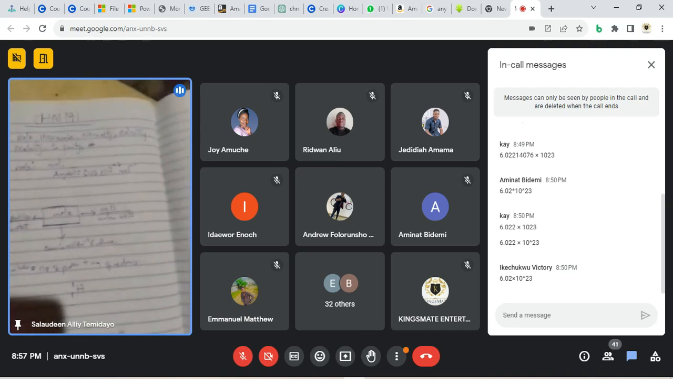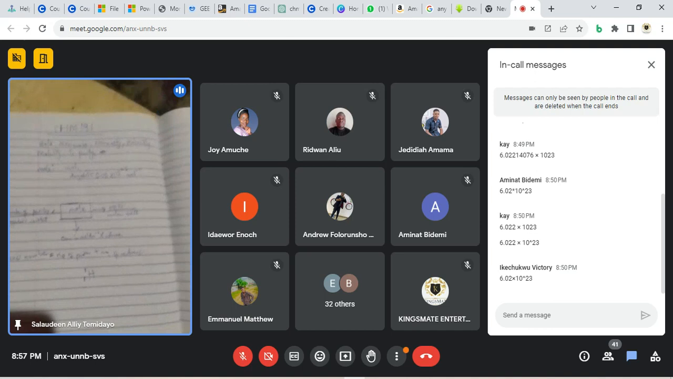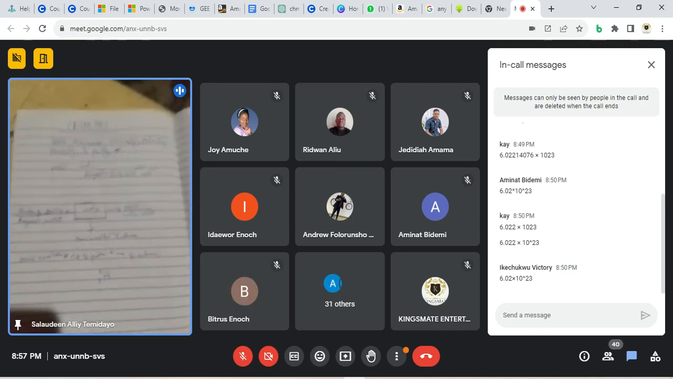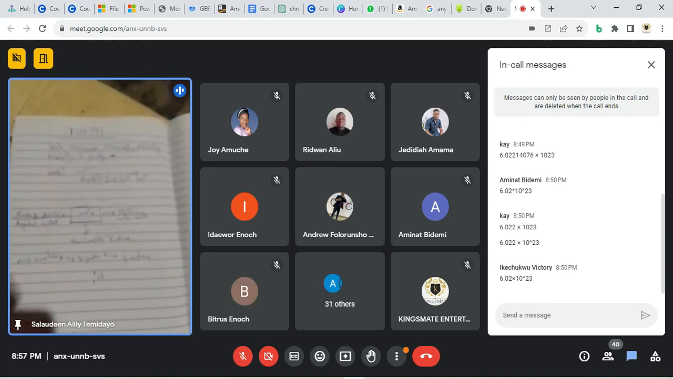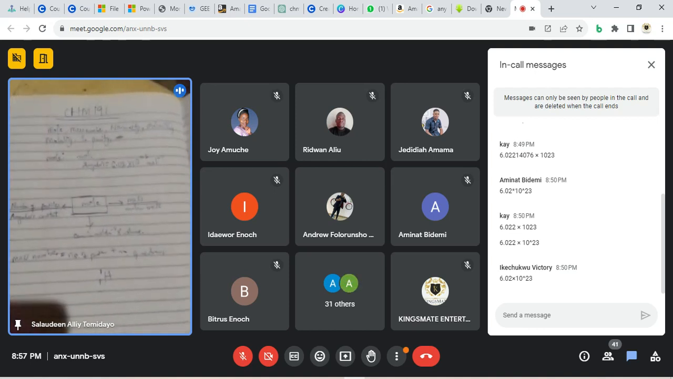So now, mass number, as we defined, is the number of protons plus number of neutrons. That is the logic. So that explains mass number.